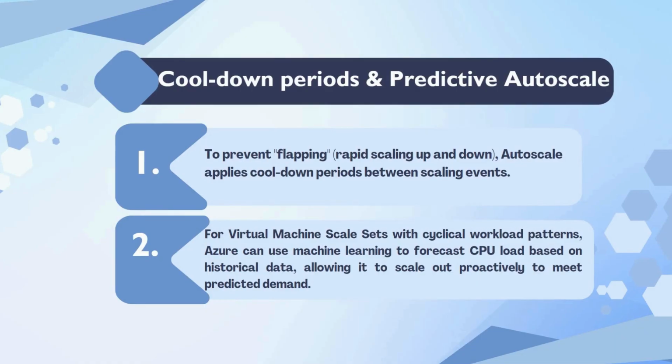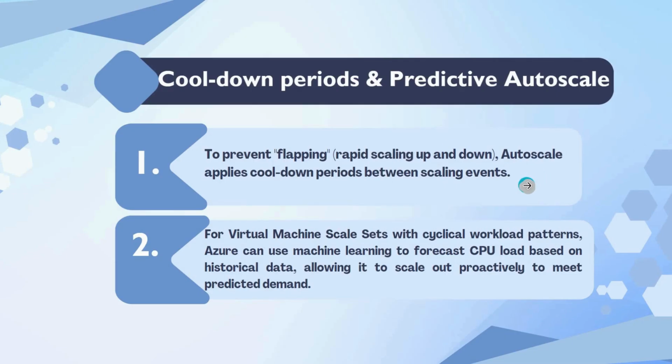Next are cooldown periods and predictive autoscale. So what is a cooldown period? To prevent flapping, meaning rapid scaling up and down, autoscale applies cooldown periods between scaling events. This is called flapping, and it occurs when resources dynamically change, scaling up and down.